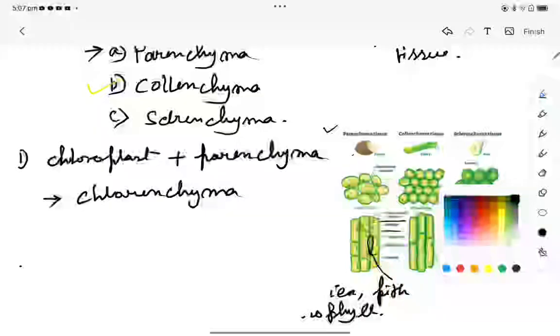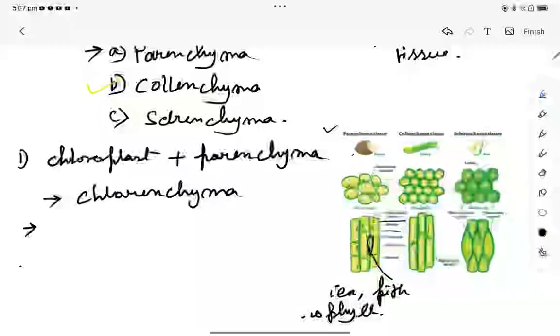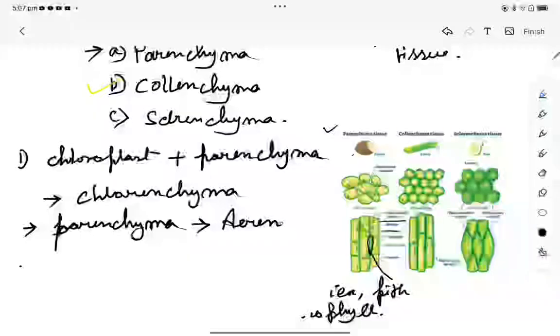Fine. Now, in case of aquatic plants, what happens? The intercellular spaces are way more, right? Because for buoyancy it needs sponginess, right? So parenchyma in aquatic plants are called aerenchyma. These are short questions that can come in different exams.